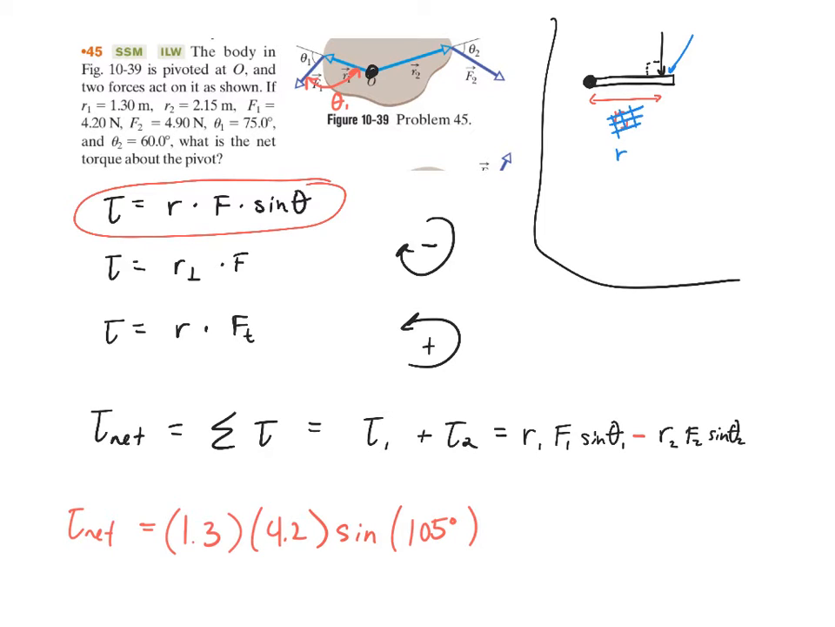Then I go to the other side of the diagram, and I'll use yellow for that. This angle theta over here is going to be 180 minus 60, or simply 120. Let me write it as theta 2 for now. So then I'm going to have minus the R2 value, which is 2.15, times the F2 value, which is 4.9, times the sine of 120 degrees.